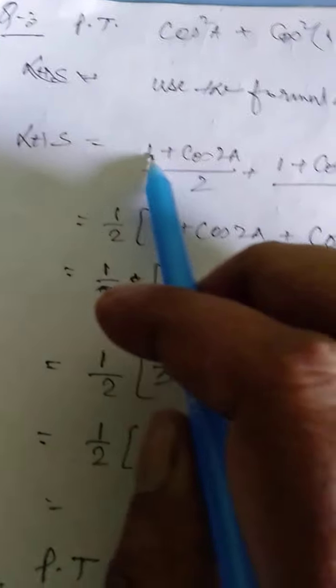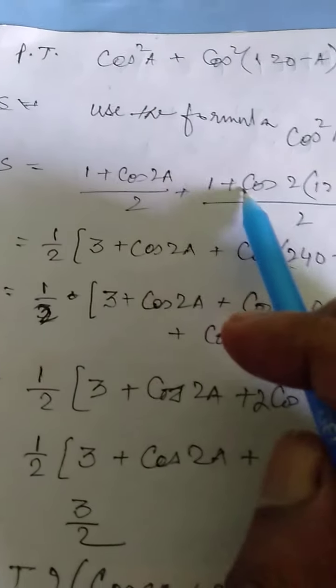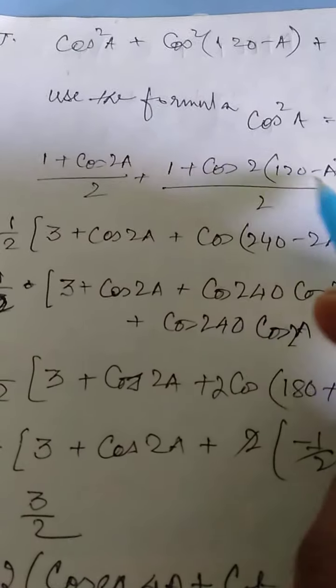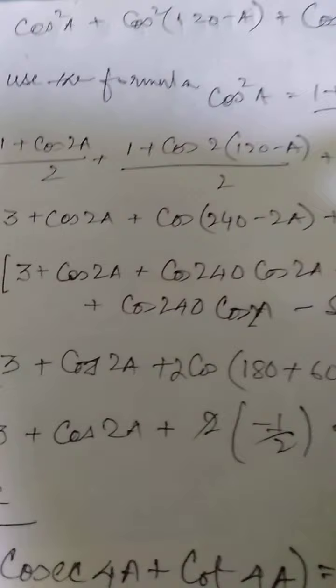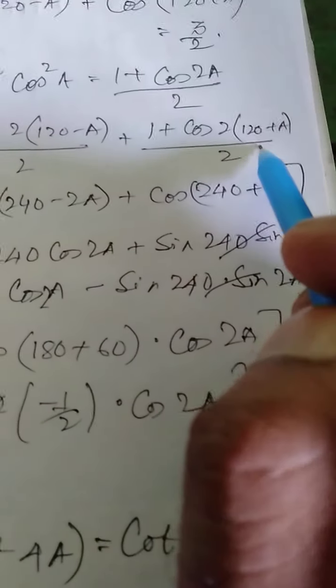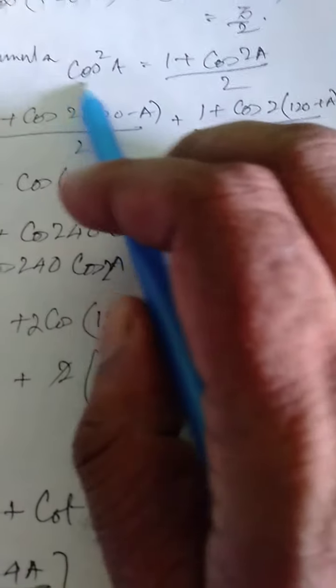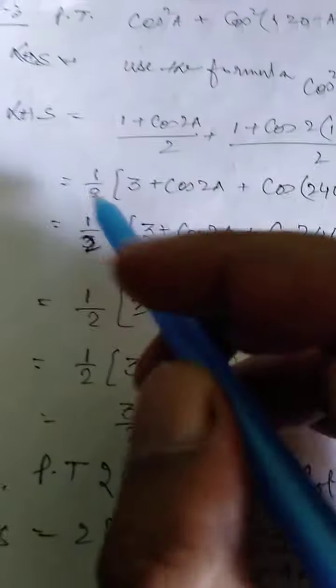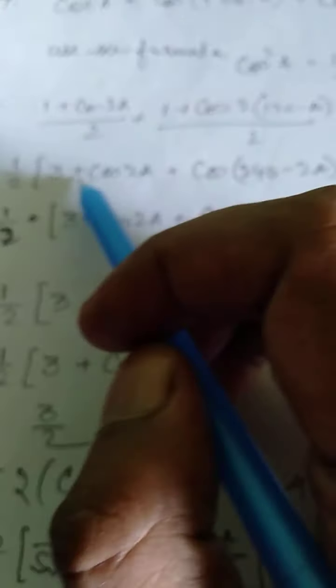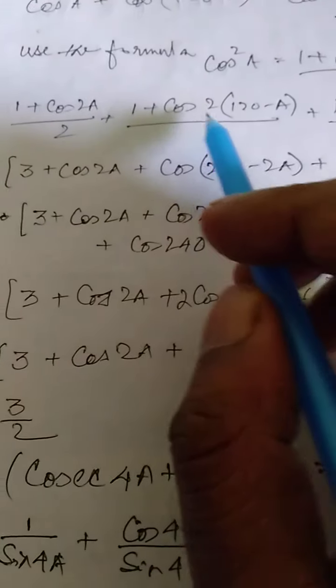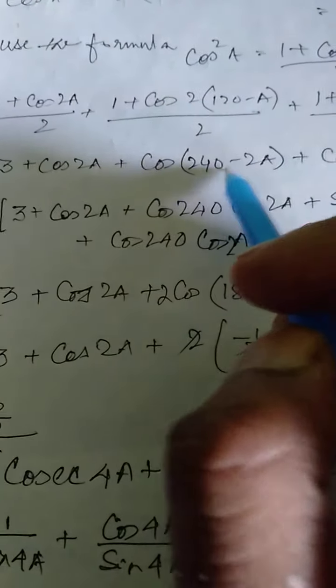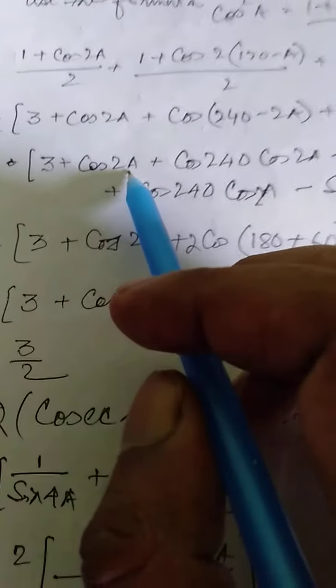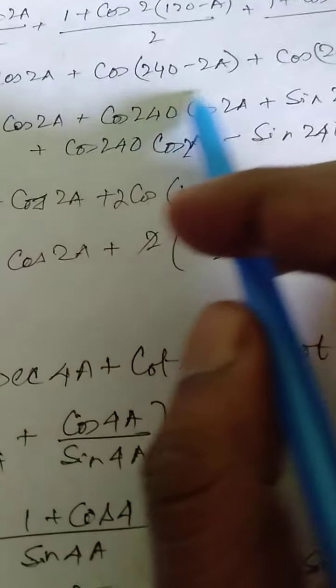So LHS: (1 plus cos 2A) by 2, (1 plus cos 2(120 minus A)) by 2, (1 plus cos 2(120 plus A)) by 2. Okay, same formula. In place of cos square A, we are writing this. Now take 1 by 2 common. So 1 plus 1 plus 1, this will give 3. Cos 2A, you multiply this, you will get cos (240 minus 2A), cos (240 plus 2A). So this is what? Cos 2A. Now apply the compound angle formula.